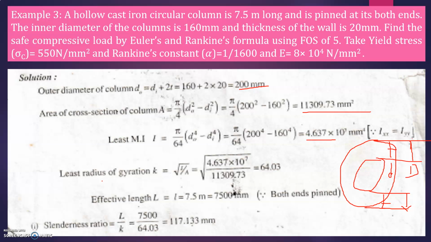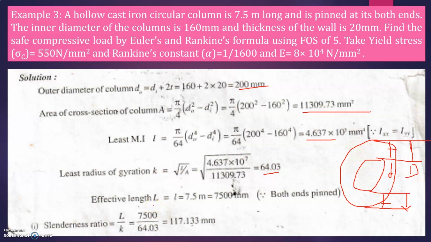Now, what do you have to calculate? You have to find the safe compressive load by both Euler's and Rankine's formula. Rankine's formula requires K. So how can you calculate K? K is equal to the square root of I divided by A. I is this value, divided by A, the area. So you get 64.03. That is the least radius of gyration K.